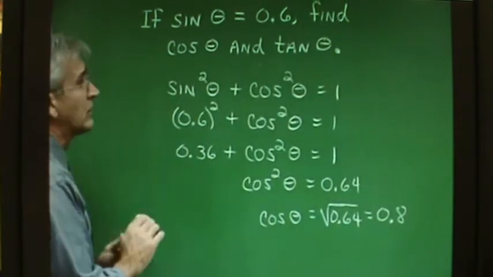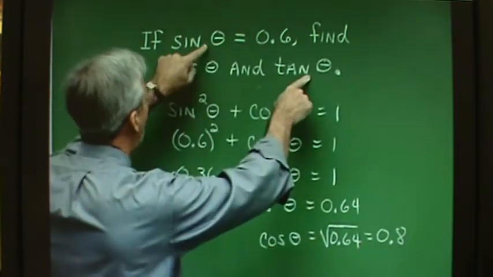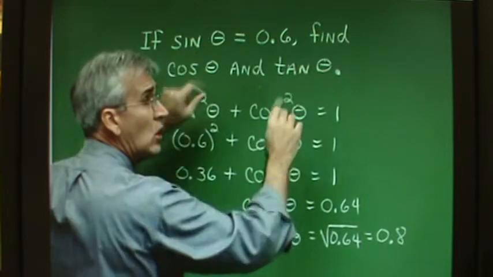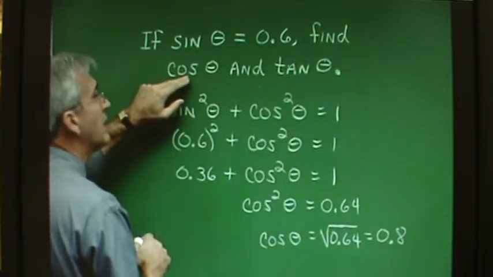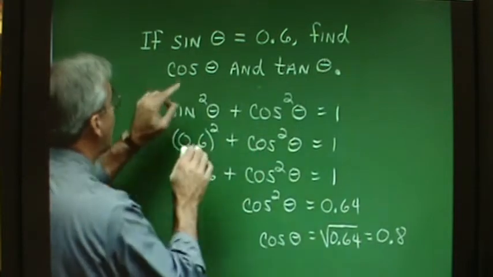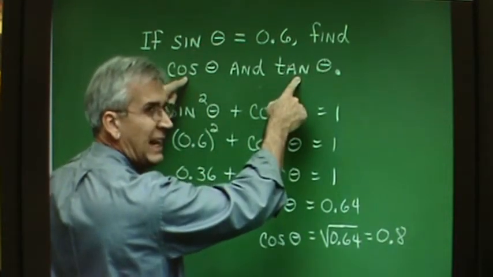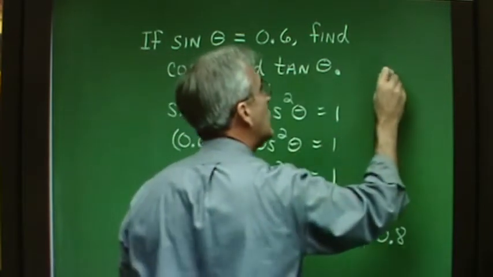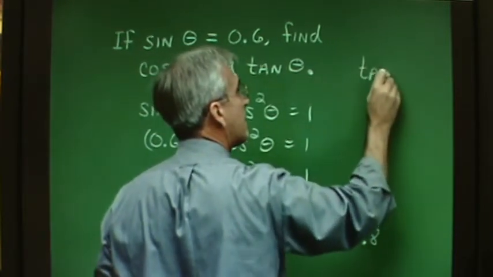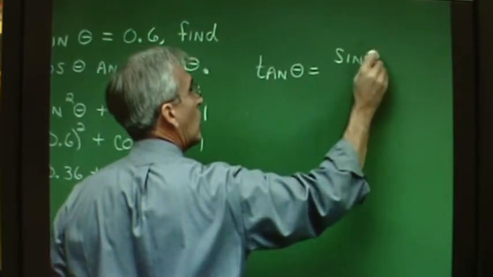Now let's find tangent theta. Well, one way to find tangent theta might be to look for an identity involving tangent and sine, but we've already calculated cosine theta, so we can use an identity that has sine theta, cosine theta, and tangent theta in it. And that's pretty easy. That's the one that is tangent theta equals sine theta over cosine theta.